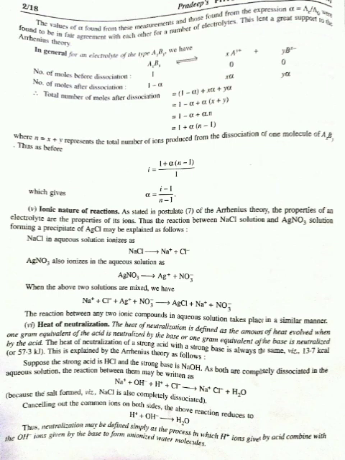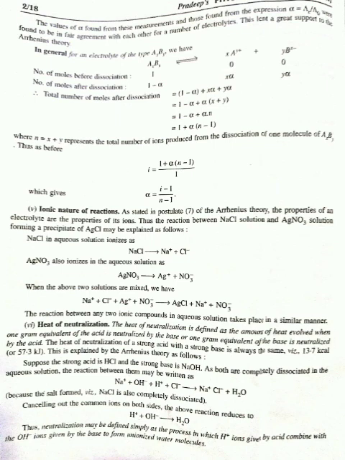When the above two solutions are mixed, we have Na+ plus Cl- plus Ag+ plus NO3- gives out AgCl plus Na+ plus NO3-. The reaction between any two ionic compounds in aqueous solution takes place in a similar manner.